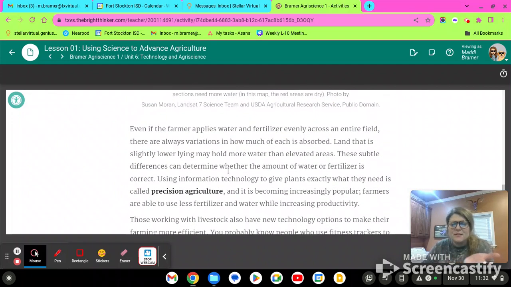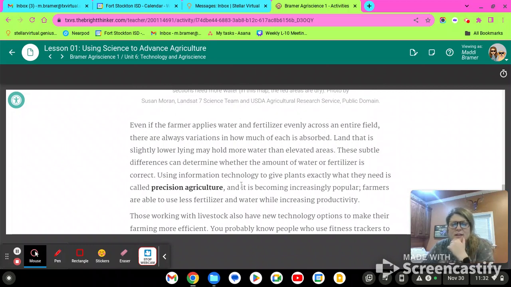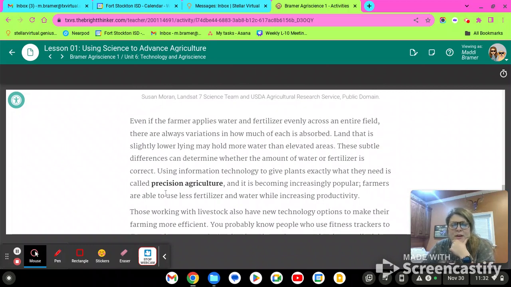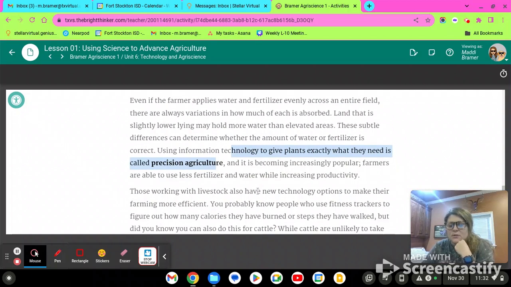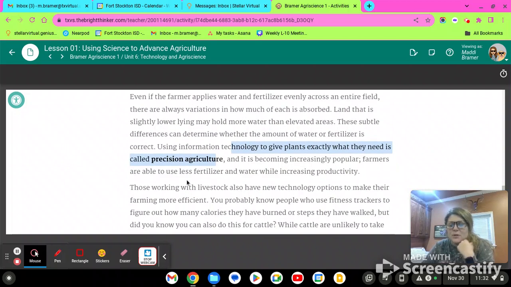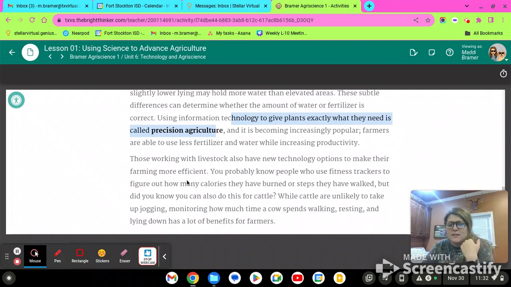And this kind of comes into precision agriculture. This is becoming really popular. Precision agriculture is using information technology, giving plants exactly what they need. So nothing more. And this is something that we haven't always been able to do, so it's great that we're taking advantage of it. So farmers are able to use less fertilizer, which is great, less runoff that's getting into the water, and less water. And that increases productivity, all a win.